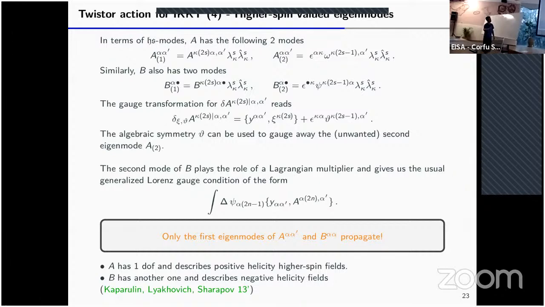This is called the algebraic symmetries, which will be used to gauge away the unwanted second eigenmode A2 here, okay? And the second mode of the B field will play the role of a Lagrange multiplier and give us the usual generalized Lorenz gauge conditions of the following form. So it can be shown that only the first eigenmode of the A field and B field propagate in this game. You can use the instruction in this paper and show further that A carries 1 degree of freedom and describes positive helicity higher spin fields, and B carries another 1 degree of freedom and describes negative helicity higher spin fields. So our gauge field carries only 2 degrees of freedom as expected.